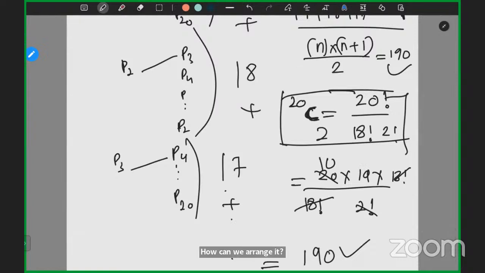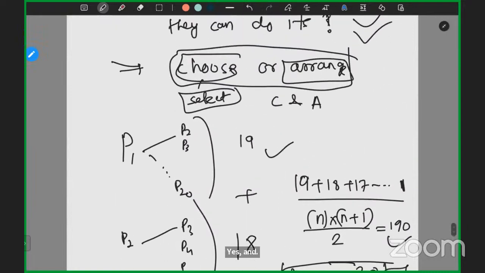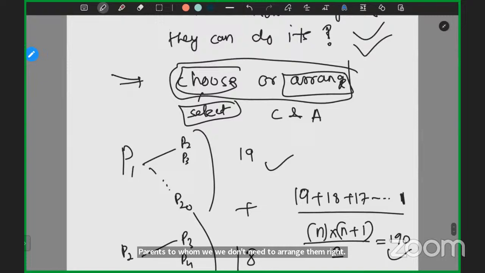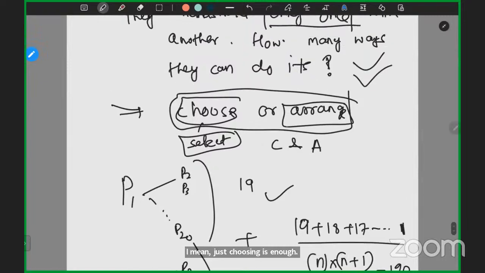Arrange to whom? We don't need to arrange them, right? Just choosing is enough. This part itself is the question.